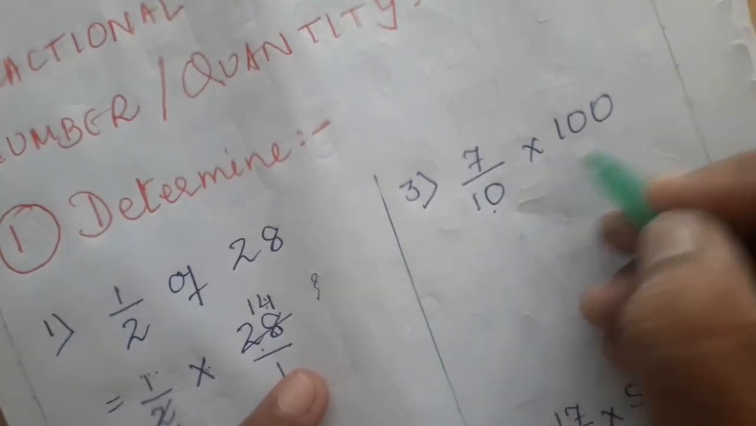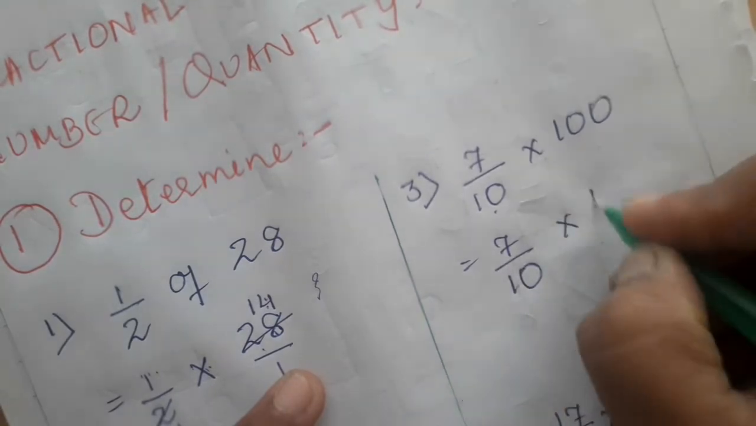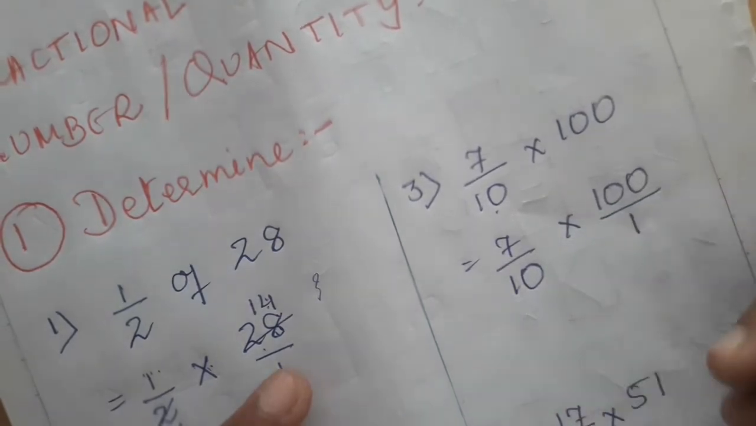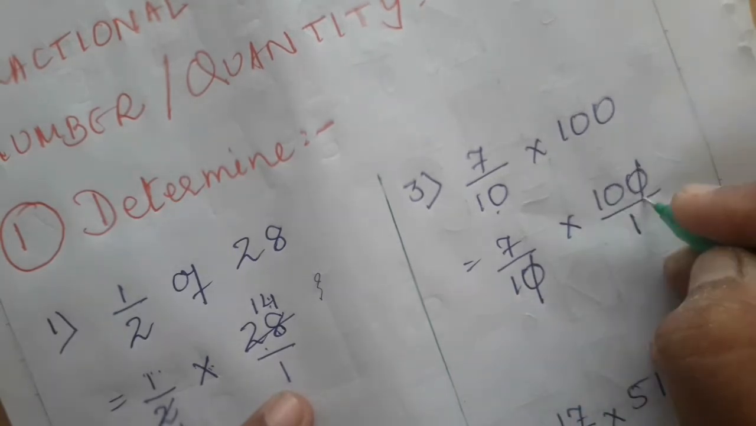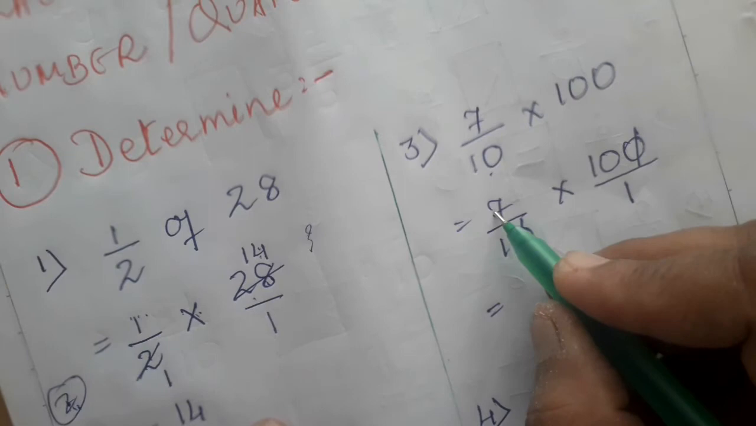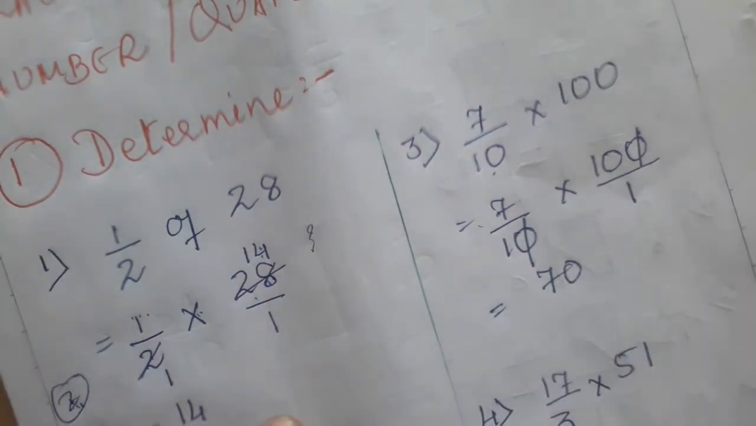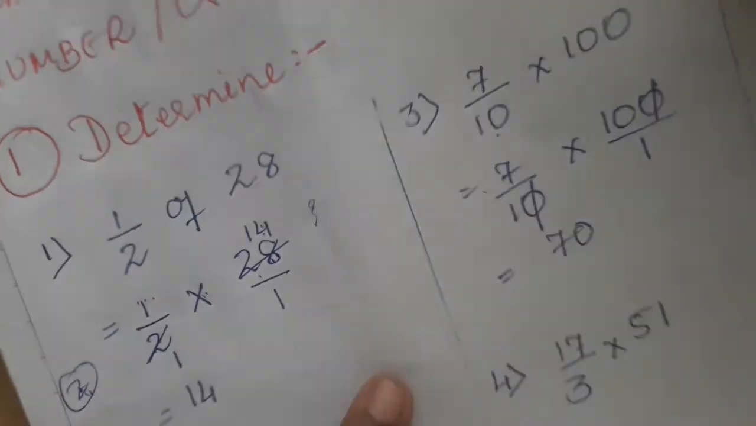Okay, let's see another question. 7 upon 10 into 100. So here I can write it as 7 upon 10 into 100 upon 1. So now this 0 will go away. Now what is left out in the numerator? 7 into 10. 7 tens are 70. So write here 70.